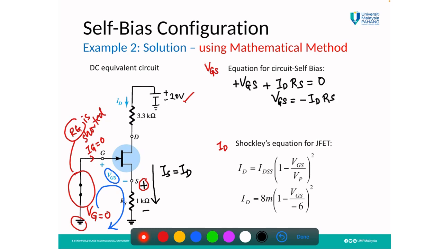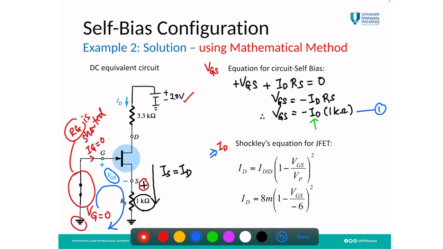Now RS has a value of 1 kilo ohm, so VGS equals negative ID times 1 kilo ohm. This is the equation. It's not like a fixed bias where VGS gets its value directly from the VGG. Here, there is an unknown value for ID, so I can't solve this equation yet. Let's say I put this equation as equation number 1.